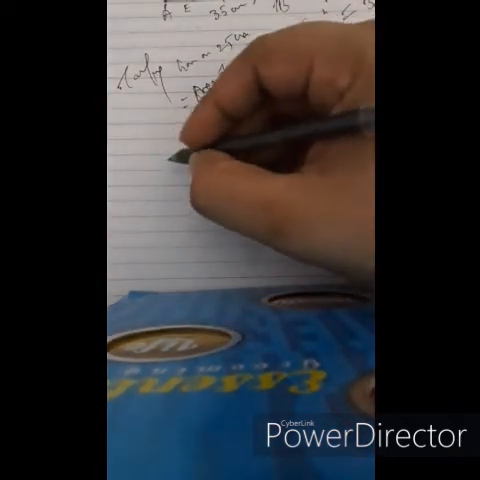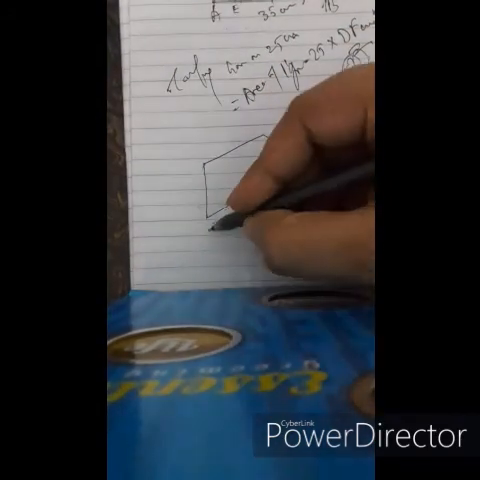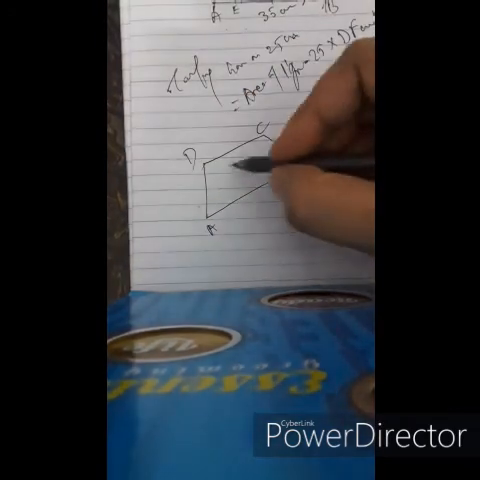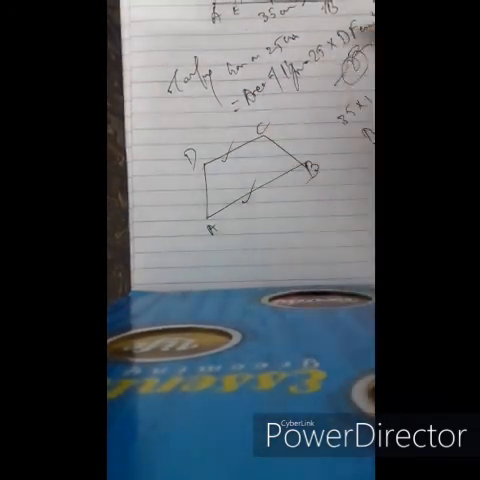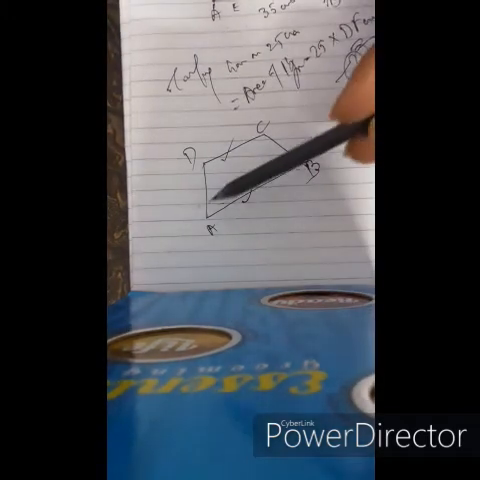So a trapezium looks like this: A, B, C, D is a trapezium. AB is parallel to CD. Opposite two sides of a trapezium are parallel to each other, and these two are the non-parallel sides.